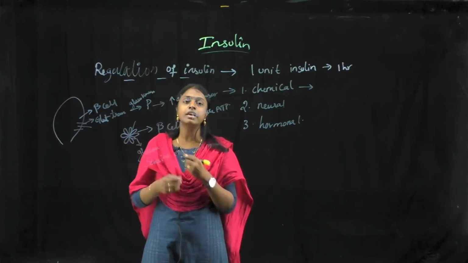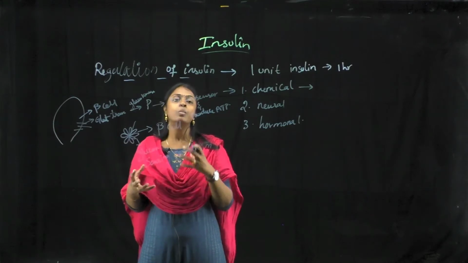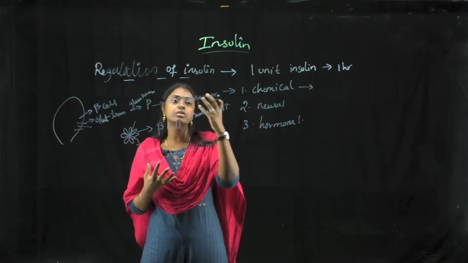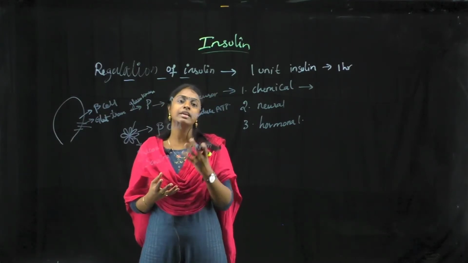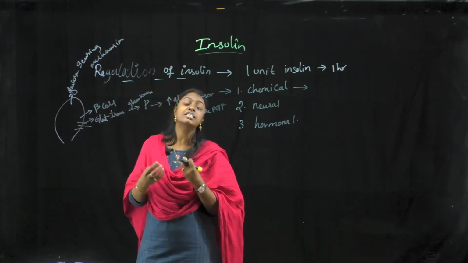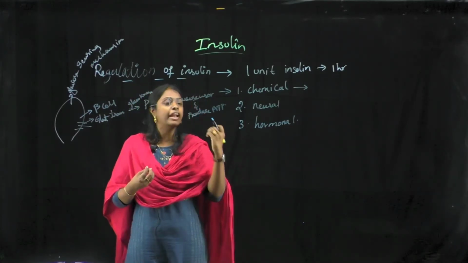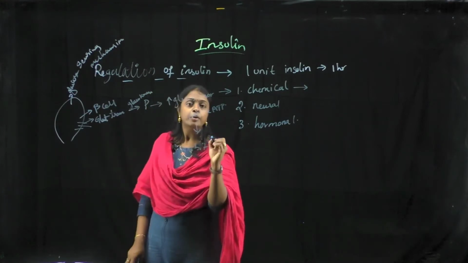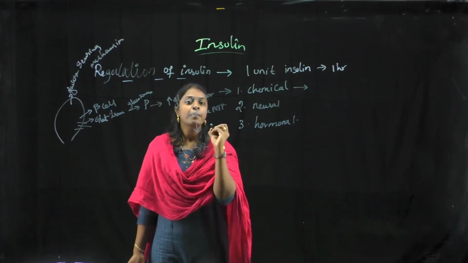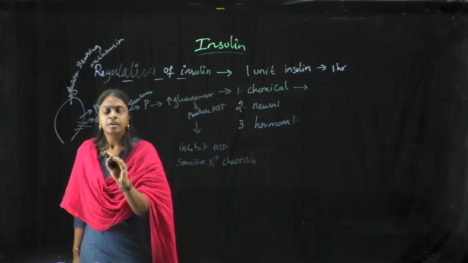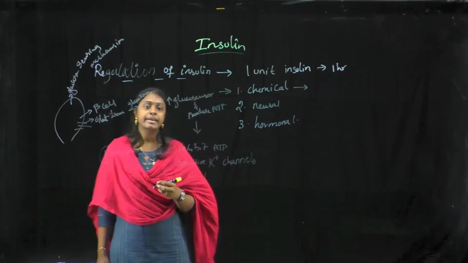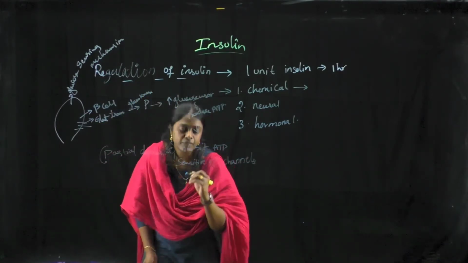So the entry and metabolism of this glucose will increase the glucose sensors, and it will also increase the production of ATP. When this increases, it will inhibit the ATP-sensitive potassium channels, resulting in partial depolarization. This will increase the calcium influx.